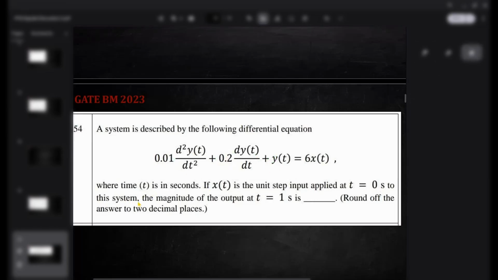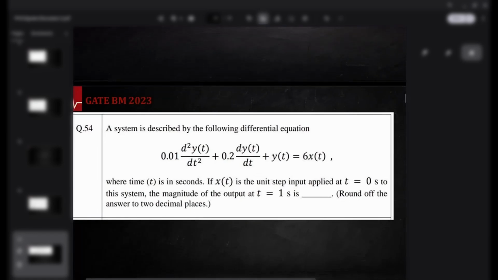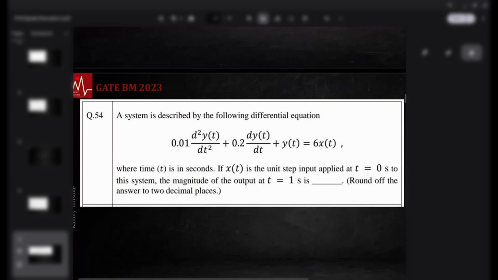But anyways, the magnitude of the output at t equals 1 s, round off the answer to 2 decimal places. How do you find the output? Again, give me a 3-4 word approach. 3-4 words, okay?